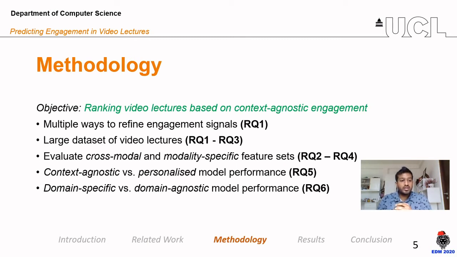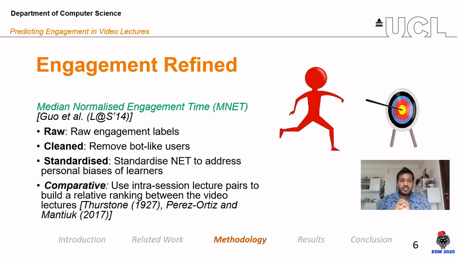In order to build a context-agnostic engagement prediction model that can rank video lectures, we devise a methodology that consists of several experiments that answer the 6 research questions that we set out in the beginning of this research. We identify median normalized engagement time to be the best label that can be used as a proxy for learner engagement. Then we create 3 different variants of engagement representations using the median engagement time, based on the literature from subjective assessment and also pairwise comparison literature.